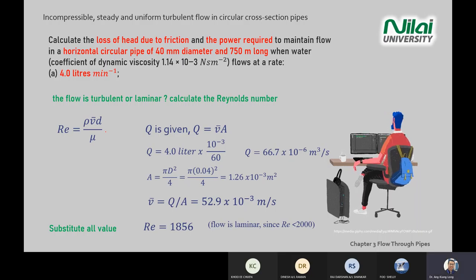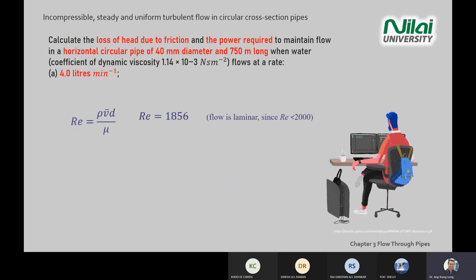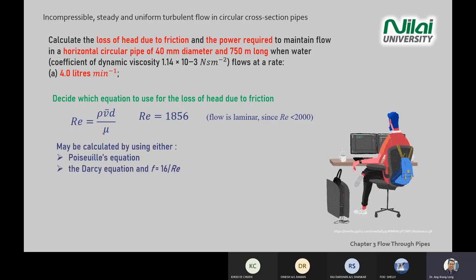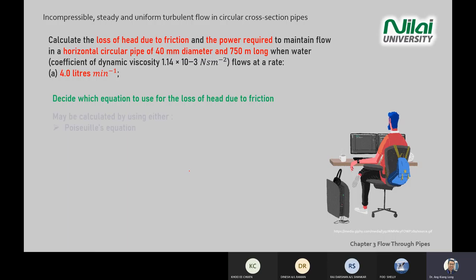Okay, I'll continue. Once you get your Reynolds number, you can use a head loss equation to solve for the head loss. You have the Poiseuille equation, you have the Darcy equation. When you have laminar flow, your friction factor is 16 divided by Reynolds number, or you can use the Poiseuille equation to solve.